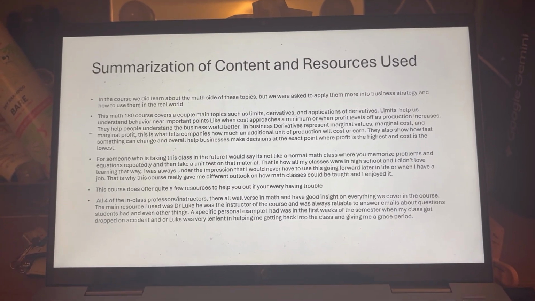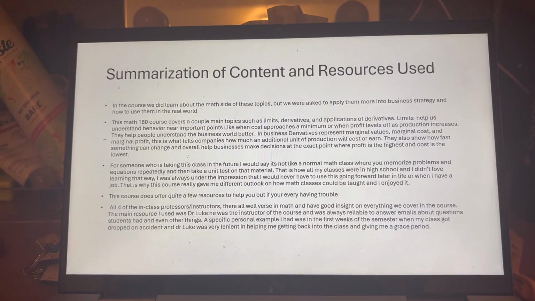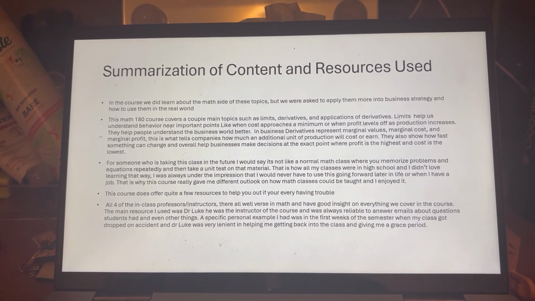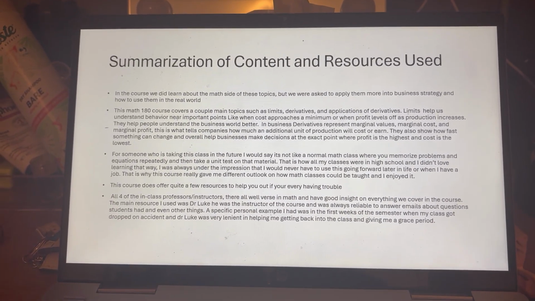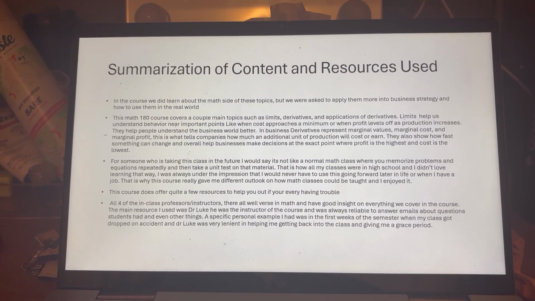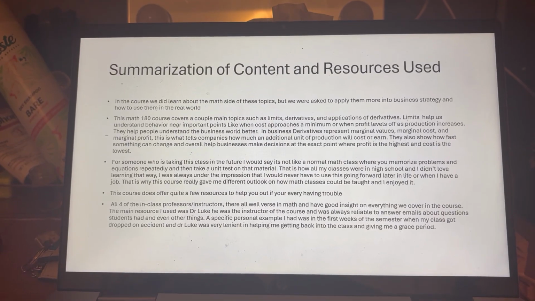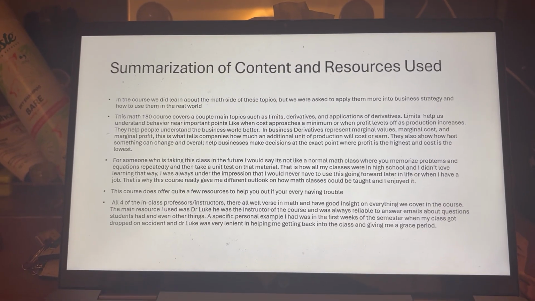In this course, we did learn a lot about the math side of these topics, but we were asked to apply them more to business strategy and how to use them in the real world, because we won't be memorizing equations and formulas while we're working in the business world. We're going to have to apply what we learned and figure out how to maximize profit, basically.